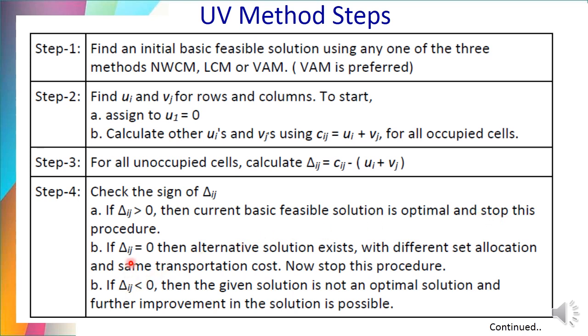Suppose delta ij is 0, then it means that some alternate solution exists. If we are interested in the alternate solution, we can go for that. Otherwise, if some of the delta ij's are less than 0, then the given solution is not an optimal solution and further improvement can be done. So let us understand how to get that improved solution.